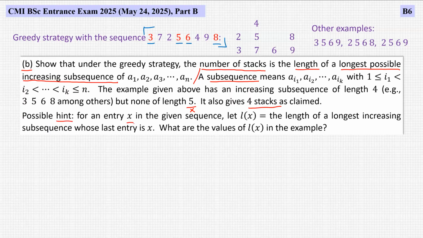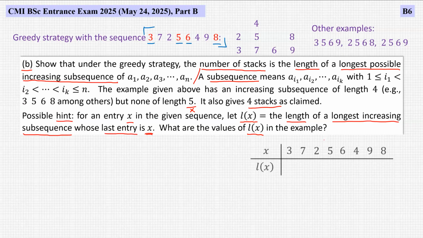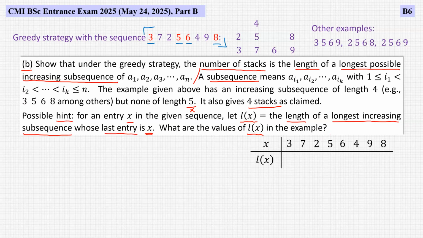For an entry x in the given sequence, define L(x) as the length of a longest increasing subsequence whose last entry is x. What can we find if we examine the values of L(x) in the example? Well, we are going to do exactly what the hint suggests, so let us try to fill in this table by finding the values of L(x) for the entries x given in the example.